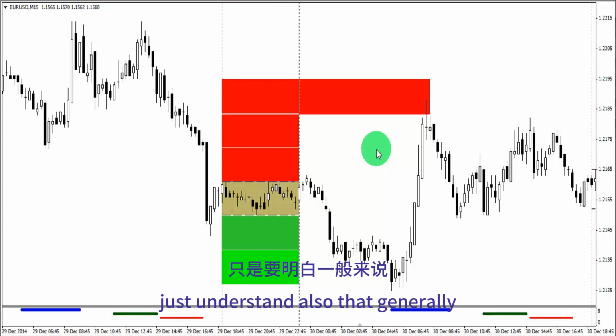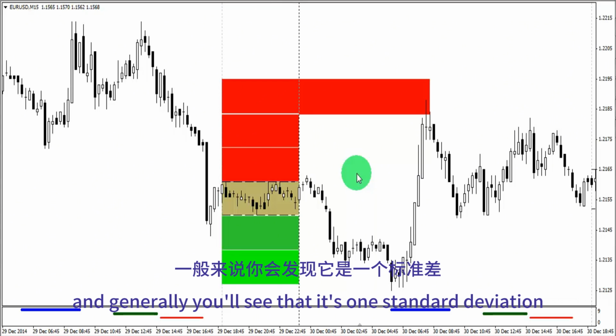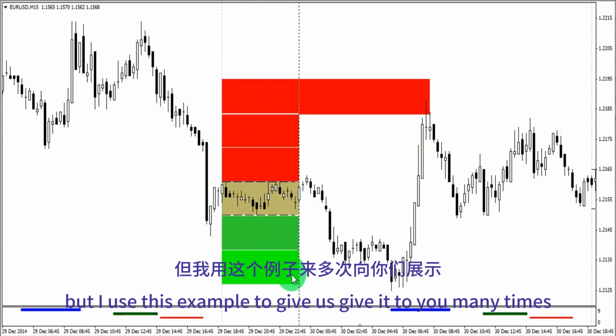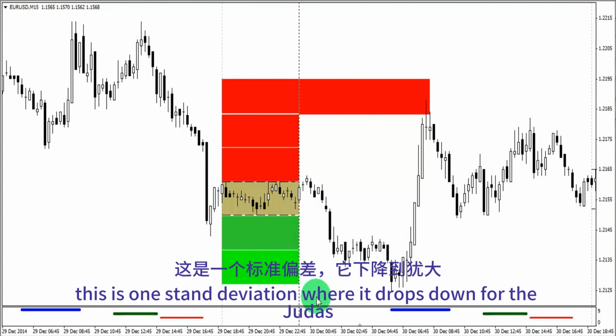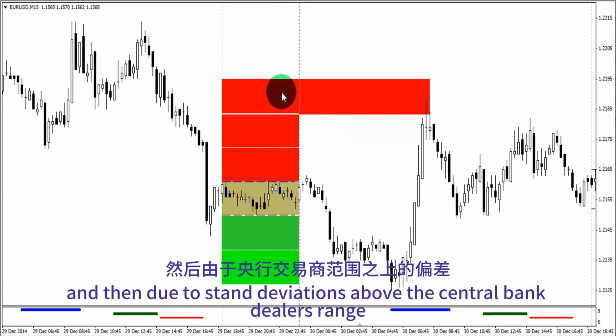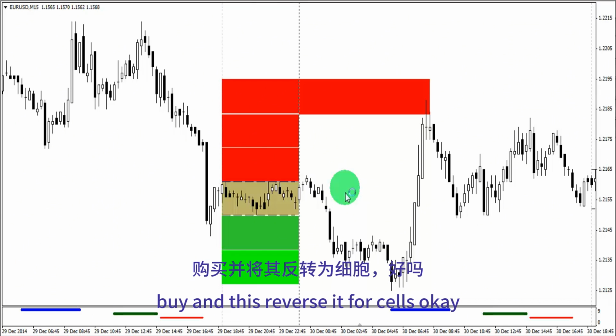Just understand also that generally 3 standard deviations is a maximum, and generally you'll see that it's 1 standard deviation. Not in this case, here's 2, but I use this example to give it to you. Many times it's just 1 standard deviation where it drops down for the Judas, and then it'll make the low and then rally up and then do the standard deviations above the central bank dealers range to give us an indication of how far higher it will move based on that buy, and just reverse it for sells.